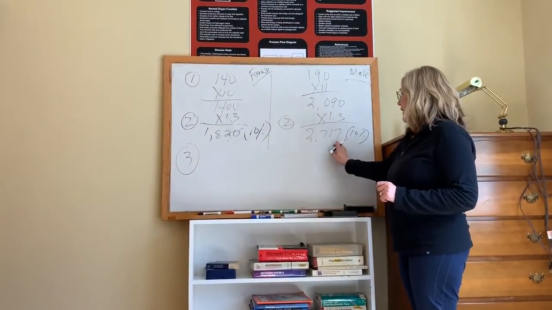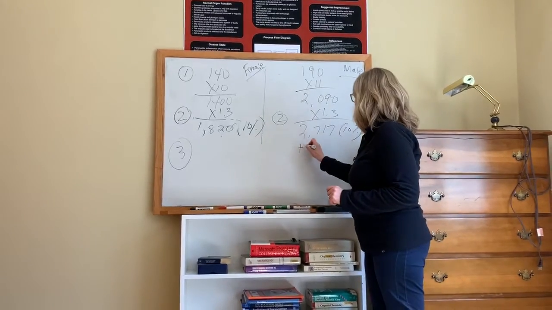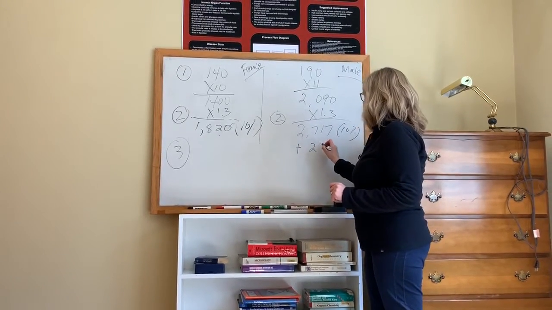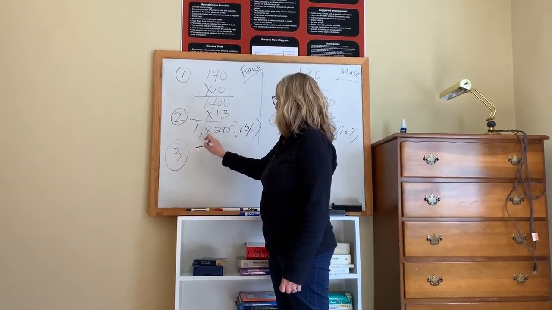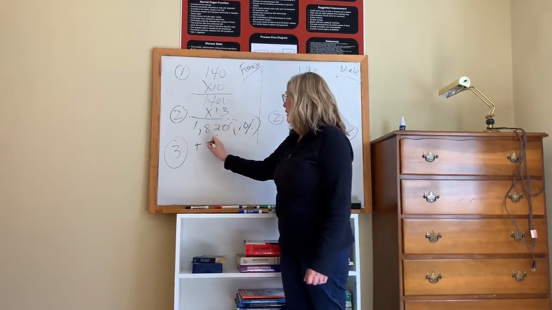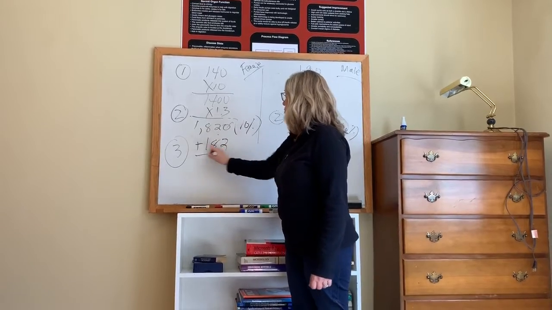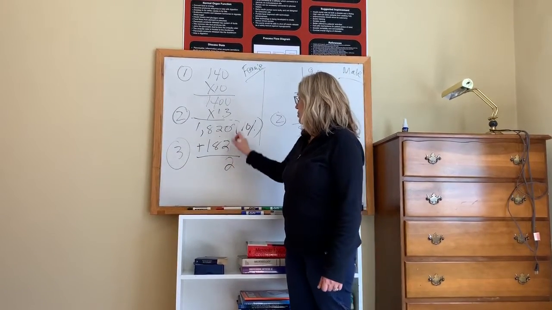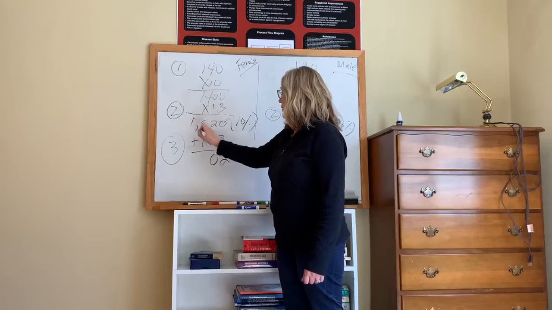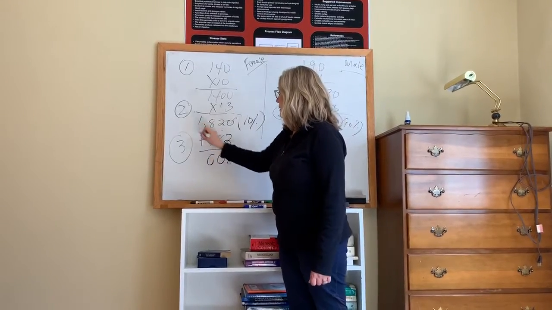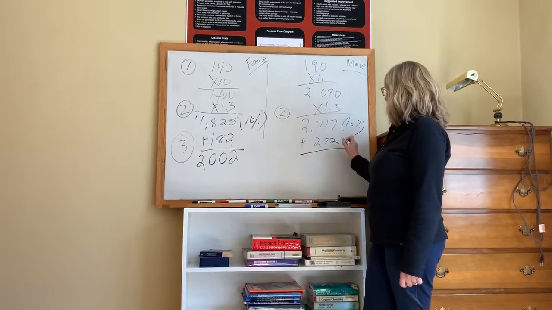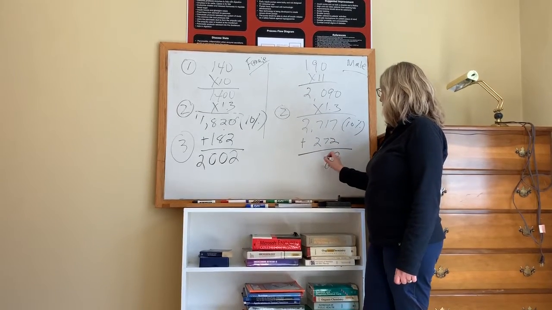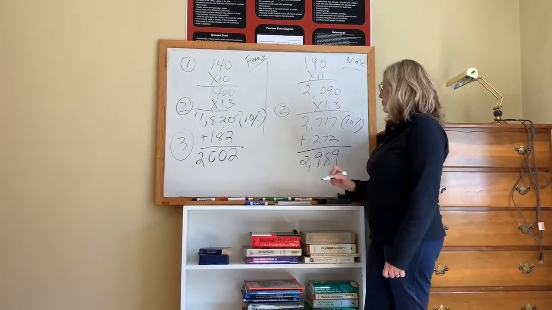You're going to add that to this number. So if I add the 272, and over here, 10% of 1,820 was 182, we're going to add that. So 2,002 calories. And over here, it adds up to 2,989.